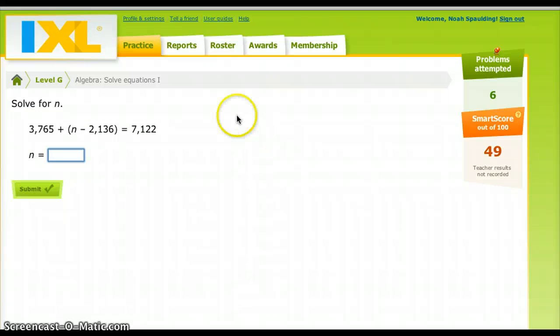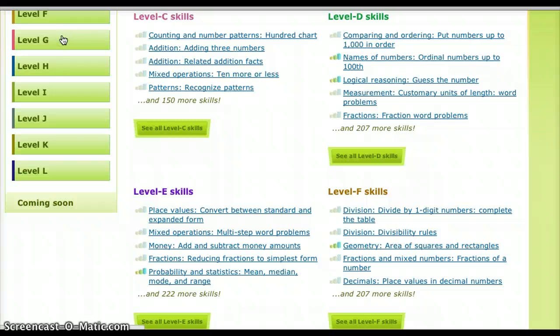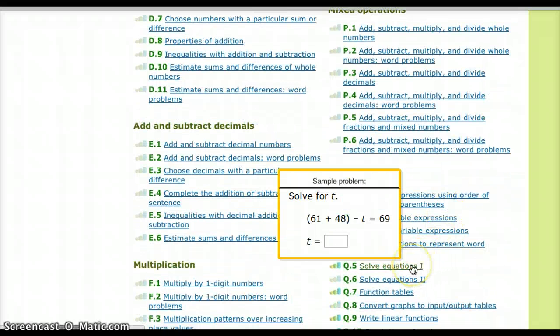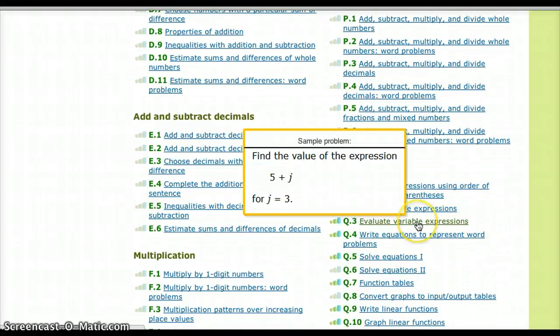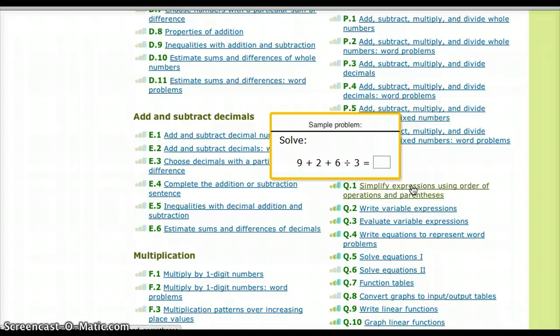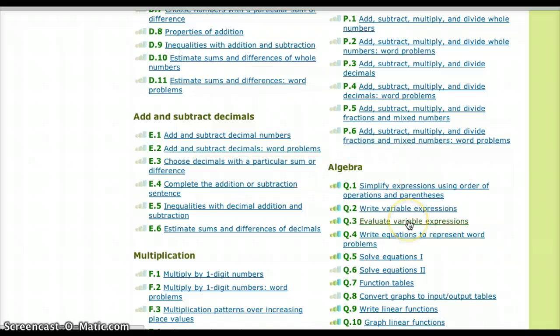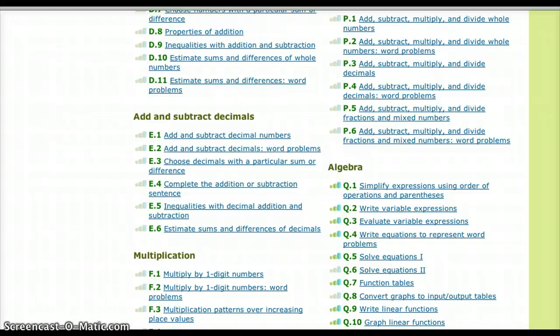There we go. Okay, and they'll get a little bit harder, but just continue to do the same thing that I was doing there. All right, and the last one, we will go to level G, and it is Q5. I think I just did Q5, so I think that's all of them. I did Q1, simplify, Q2, which is write the expression, Q3, which is evaluate, and then finally we did solving equations. So that's about it for this week. Hope you get them all done, and thanks for listening.